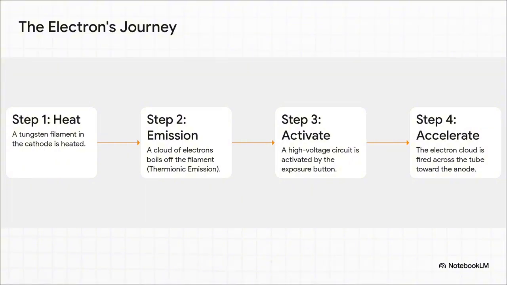Well, it all starts when a little tungsten filament inside the cathode heats up, like really hot. This heat actually makes a cloud of electrons boil right off the surface. It's a cool process called thermionic emission. And then, the second the dentist hits that button, a massive high-voltage circuit kicks in. Bam! This creates this intense electrical force that just launches that electron cloud across the tube.